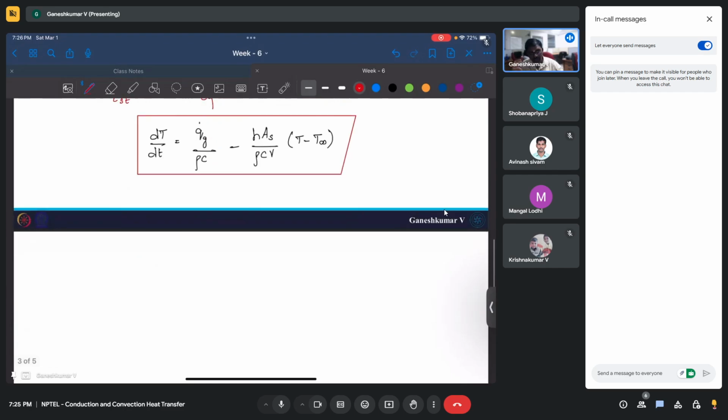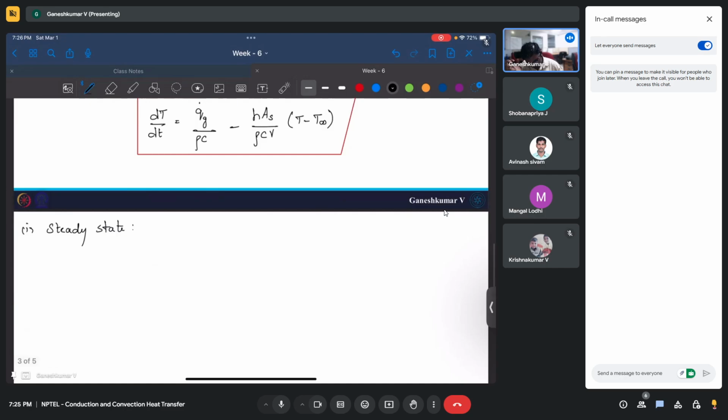And if you are able to get this equation, the problem is solved. Okay. Now first thing we want to find is steady state temperature. How would you do the steady state temperature? We'll just make rho CV dT by dt equal to 0, or in this case we will just make dT by dt equal to 0, right?